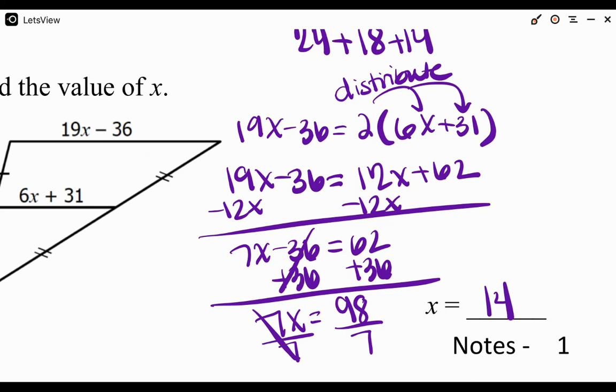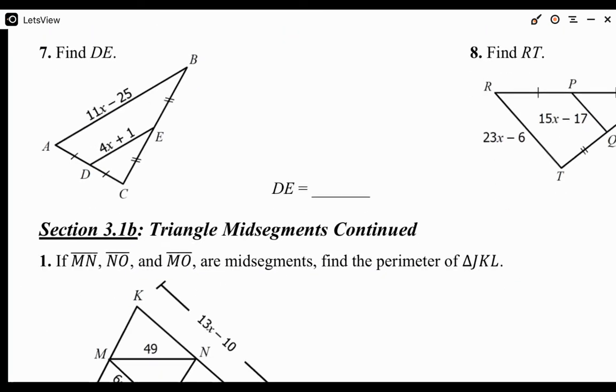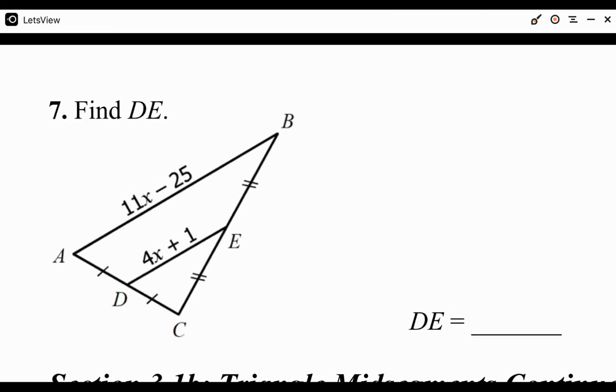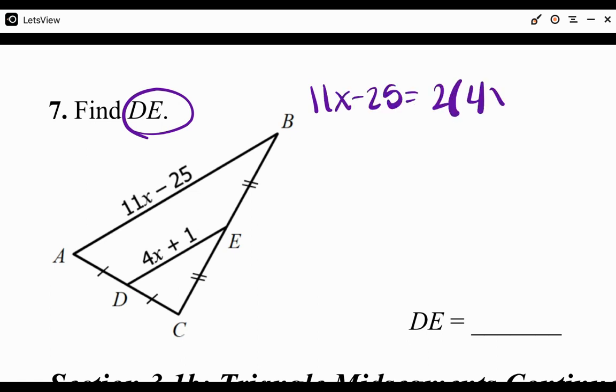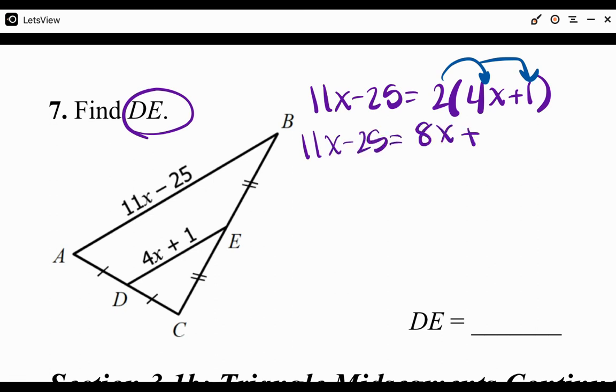Okay, pause if I went too fast. If not, you can flip to the next page. We've got 2 more problems left. Here we're trying to find DE, so not just finding x, finding DE. We know that 11x minus 25 is equal to 2 times 4x plus 1. Okay, distributing is our first thing. So 11x minus 25 is equal to 8x plus 2.